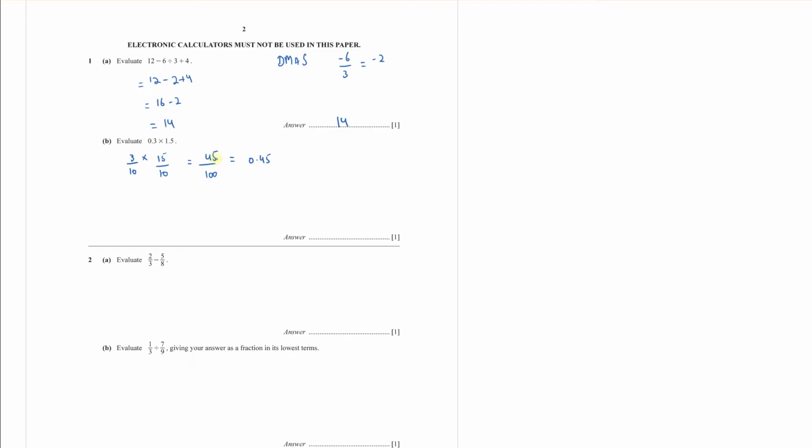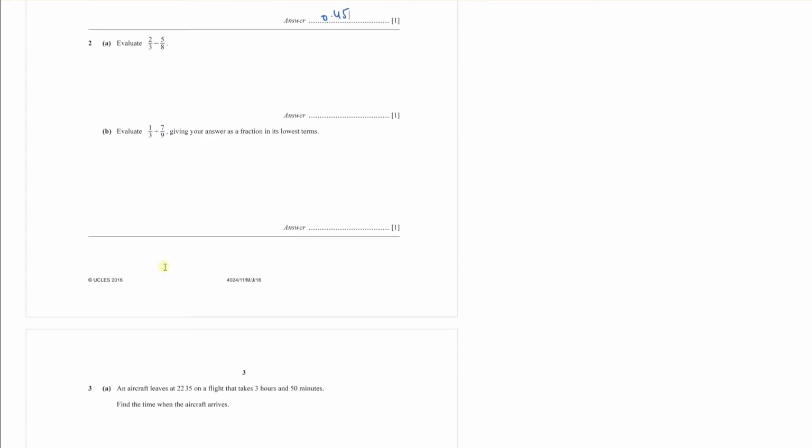You have two zeros in the denominator, so you move the decimal two places to the left, and it ends up here. So you get your final answer, which is 0.45.